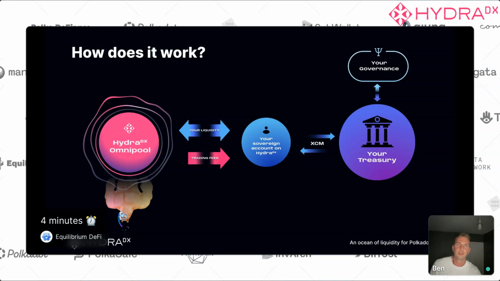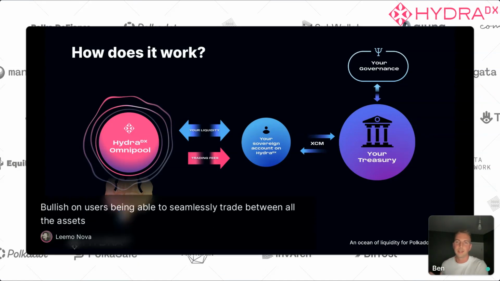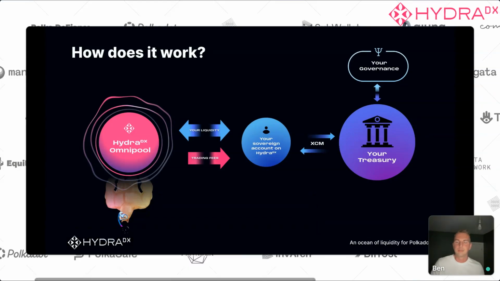So how does it work? Very few simple steps. The diagram paints it quite well, but step one, protocol governance approves and executes a proposal to send their token via XCM to the HydraDX Omnipool account. Now, this is a system account with no private keys. This can only be controlled through HydraDX's governance. Step two, HydraDX governance launches a fast-track referendum, which is enacted within 3 to 4 hours.